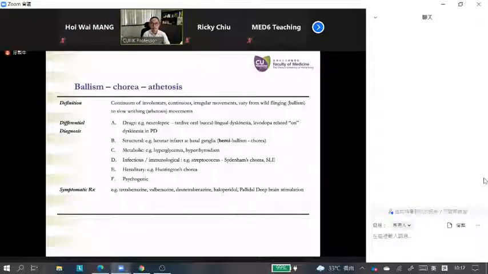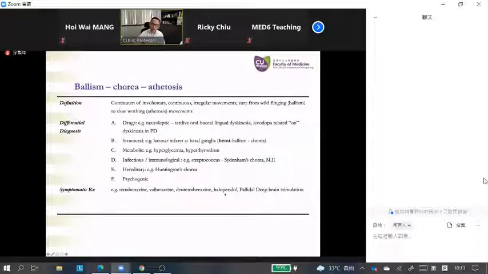For chorea, the drug treatment is tetrabenazine. As I mentioned before, it is a dopamine-depleting agent. The side effects of tetrabenazine are Parkinsonism and depression, because it depletes dopamine. There are newer generations of tetrabenazine, valbenazine or deutetrabenazine, not available in Hong Kong. Very expensive, not available. They have fewer side effects than tetrabenazine.